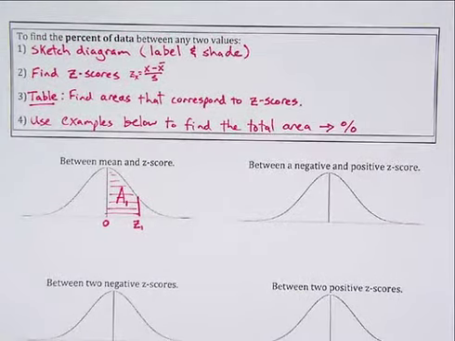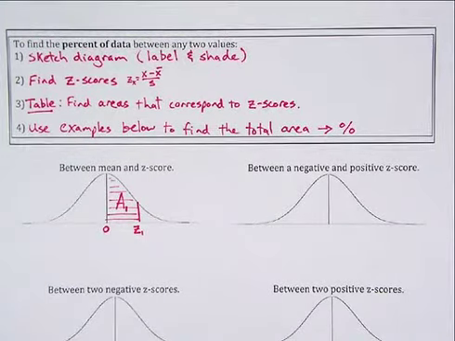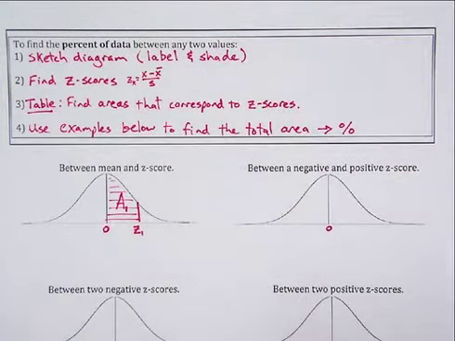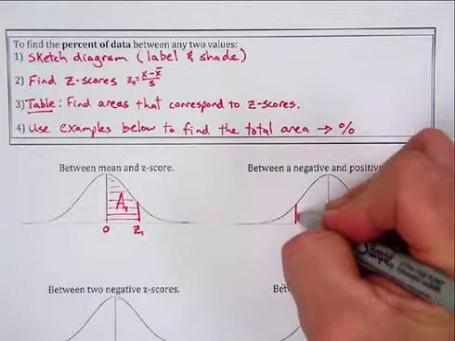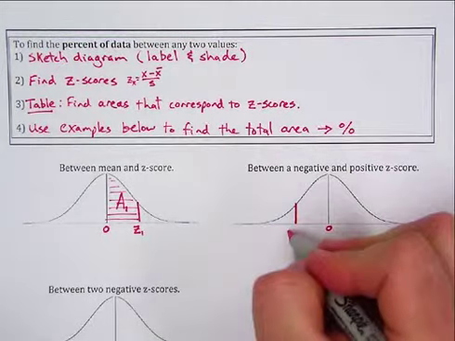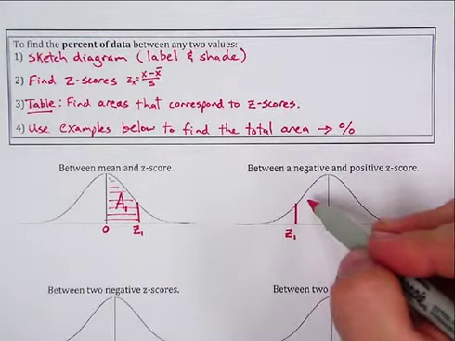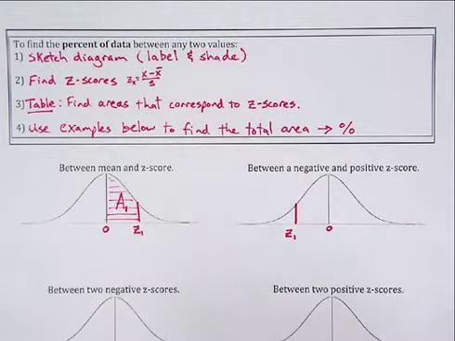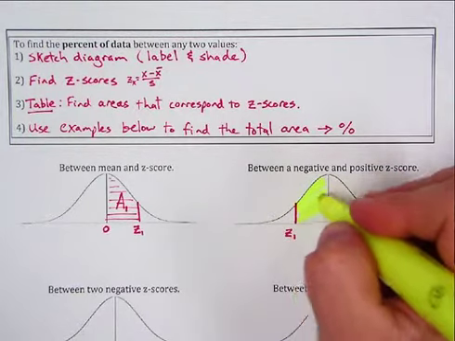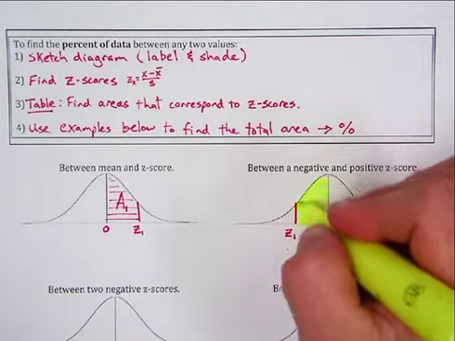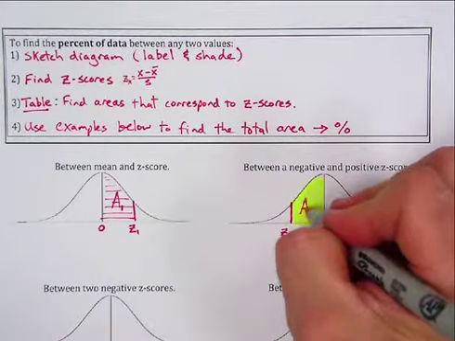Now our next one is between a negative and a positive z-score. So again, here's the mean, which is a z-score of 0. So a negative z-score will be over here. We'll just call this z sub 1. And here is its area. And I'll label this a sub 1.